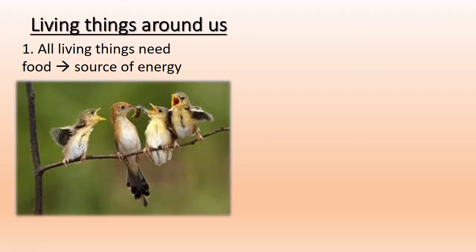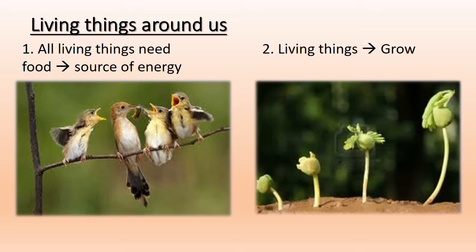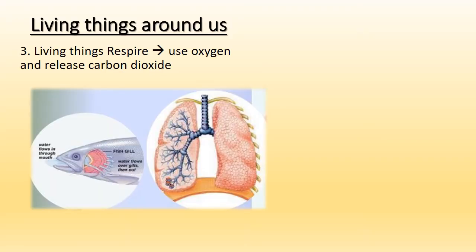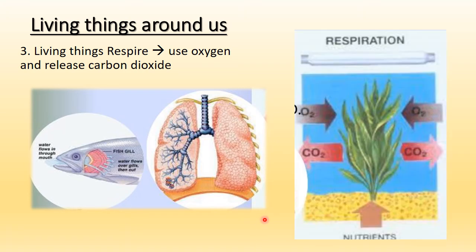Living things around us, all living things, have characteristics. Some of the characteristics we will see here. All living things need food for energy. Living things grow, even plants. Living things respire. They use oxygen and release carbon dioxide. Fish respire through their gills, we human beings and even animals through their lungs, and plants also.